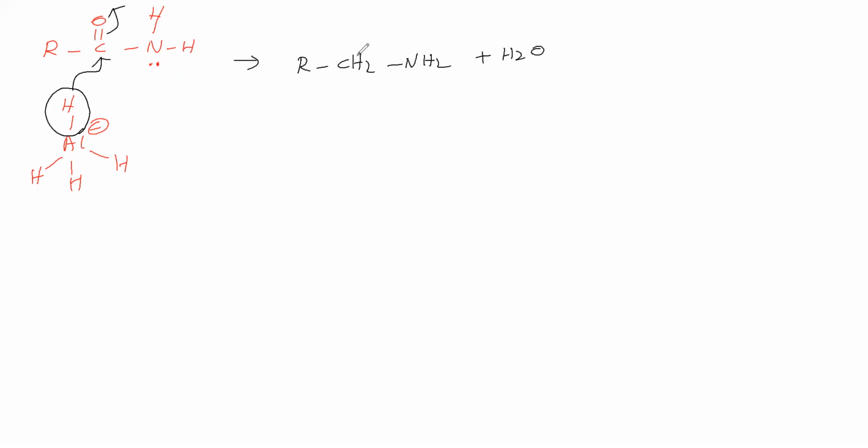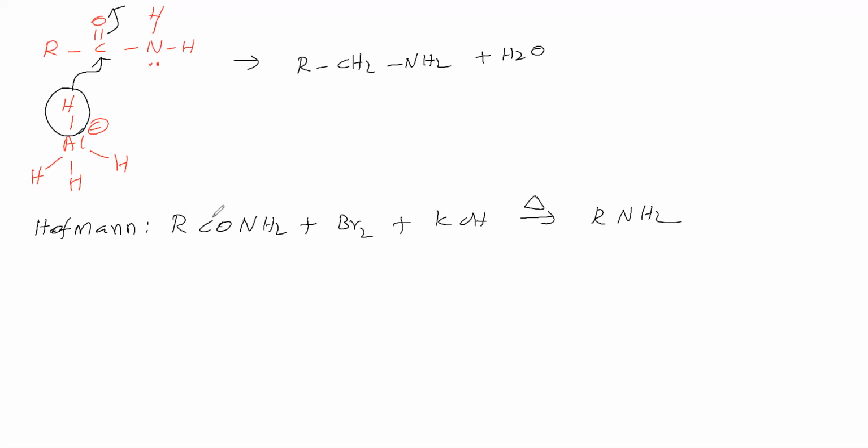Okay. The CO group is converting into a methylene group on reduction. Next we will see Hofmann bromamide degradation. Here we have to take a primary amide. This is treated with bromine and alkali. On heating, we will get RNH2; the CO group will be dropped. So what is the mechanism involved in it, that we will see.